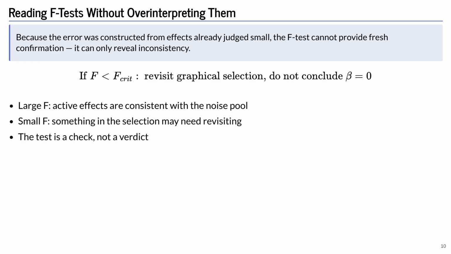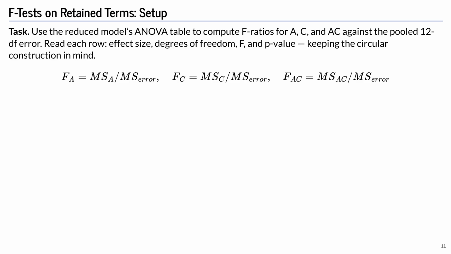The practical implication: report the F-tests, interpret them as consistency checks, and be explicit with your audience that the error term was constructed from the same data used for selection. This is standard practice in unreplicated factorial analysis, and any experienced practitioner will understand the construction, but it is worth stating clearly. Now let us set up the F-ratio calculations explicitly.